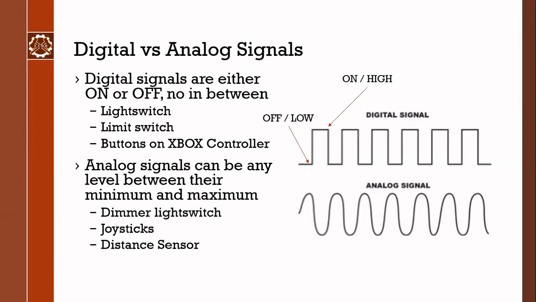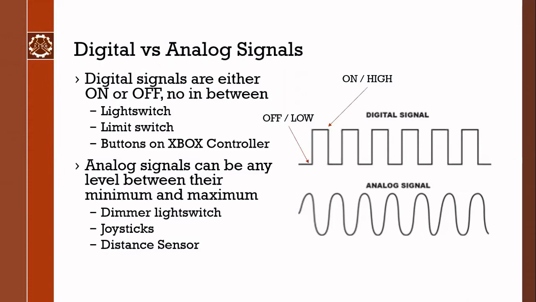Digital signals are often described as low or high. Off and low are basically the same thing, and on and high are basically the same thing. That waveform is demonstrating that the bottom line, the off or low line, would be allowing 0 volts through, and the on or high line would be allowing whatever the source voltage is. For FRC, that might be 12 volts or 5 volts, depending on what we're doing.